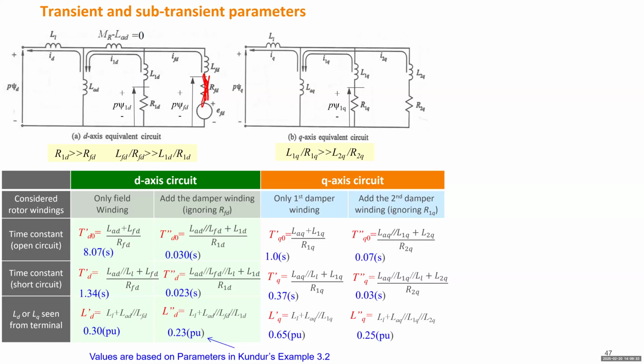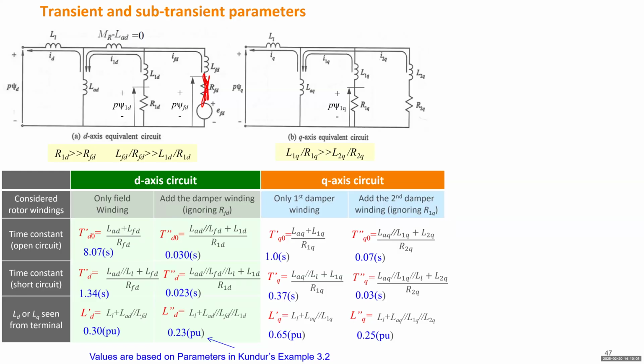And we calculate the second one. The value is 1.3 seconds, and it's in about the same range, right? It's longer than 0.1 second. So we call it TD single prime, which means it's the transient time constant in DSs for short circuit condition. And this one we call LD single prime, because it's the transient inductance in DSs. So this is the value.